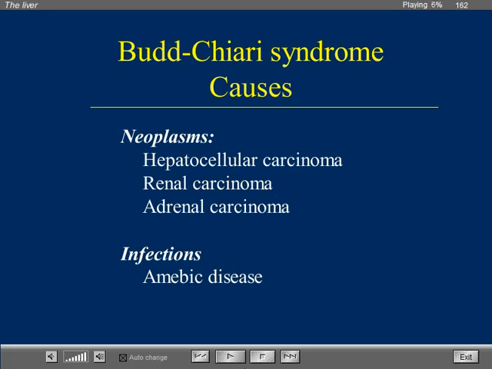The neoplasias associated with Budd-Chiari are hepatocellular carcinoma, which can invade the hepatic veins, renal carcinoma that often invades the cava and in a retrograde fashion can invade the hepatic veins, and adrenal carcinoma. Infections can also cause Budd-Chiari syndrome, particularly amoebic disease.